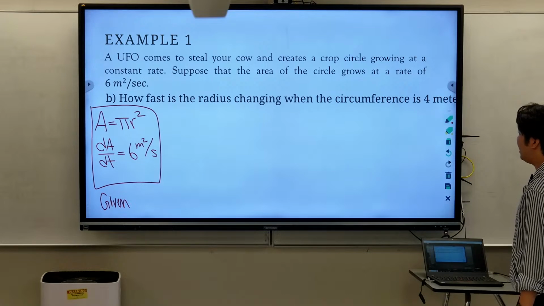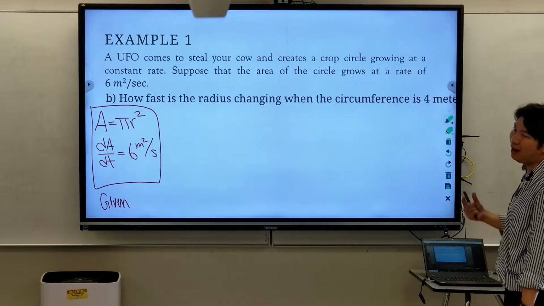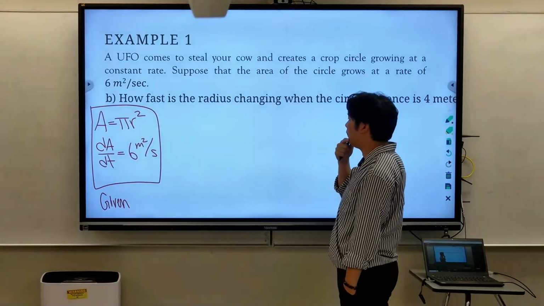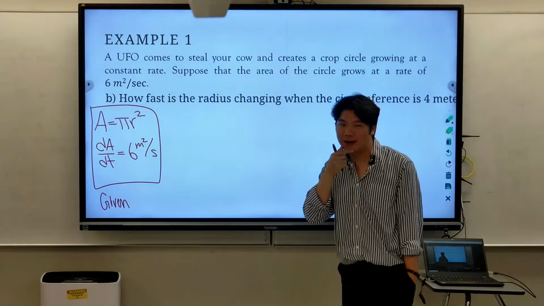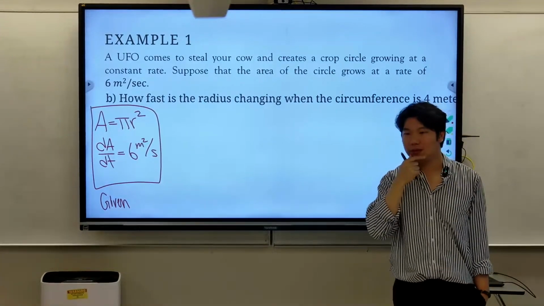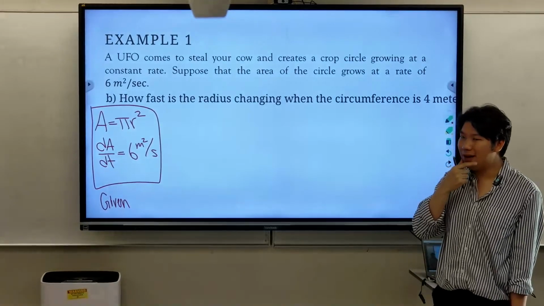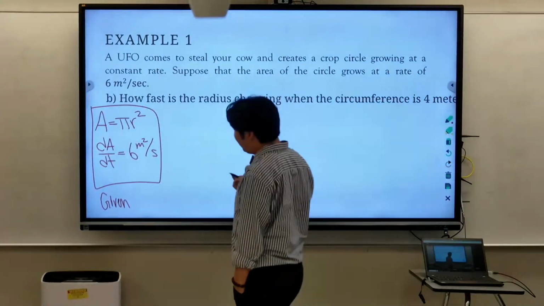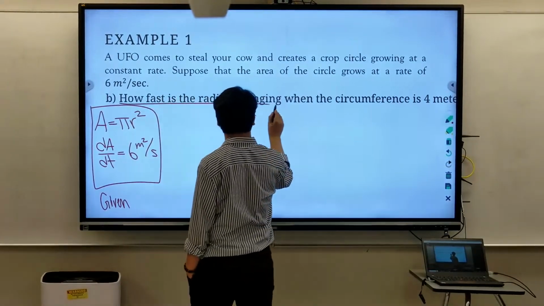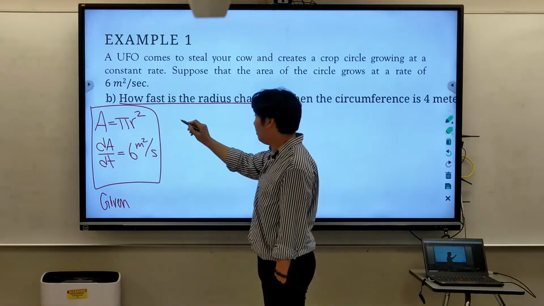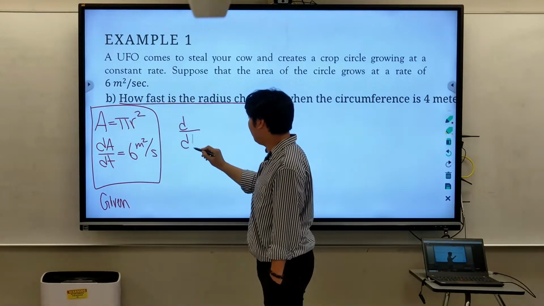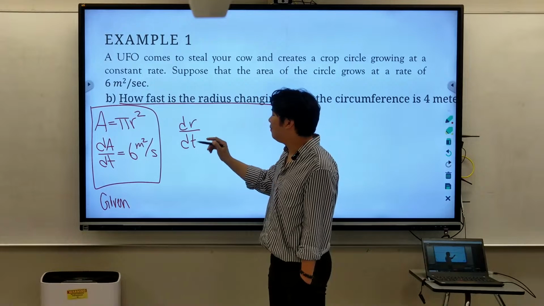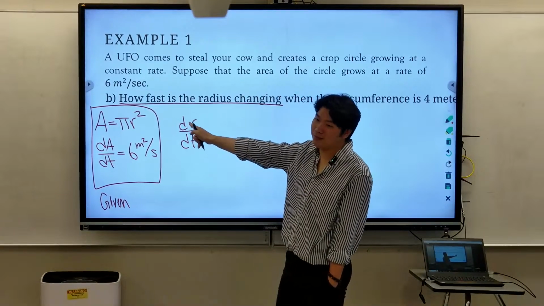So in part B, first off, what am I looking for? What variable am I trying to solve for? Am I solving for a rate or am I solving for a regular variable? Yeah, we're trying to solve for a rate because I'm asking how fast. So in particular, how fast is the radius changing? So I know it's going to be d something dt. In particular, what rate am I solving for? D what? dr, the rate of change of the radius.